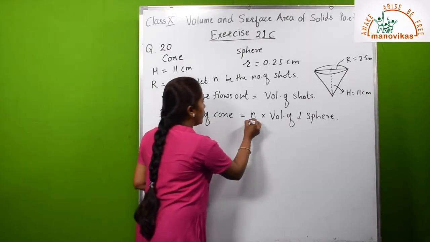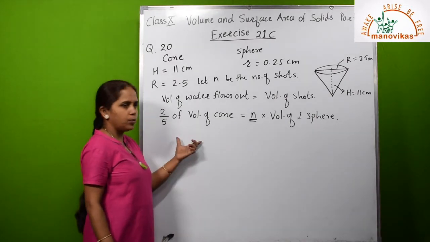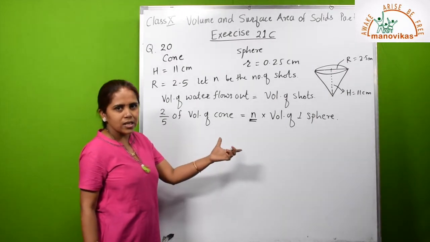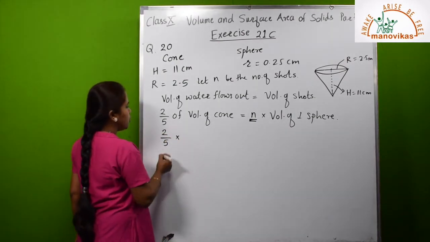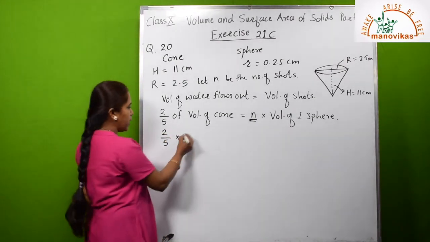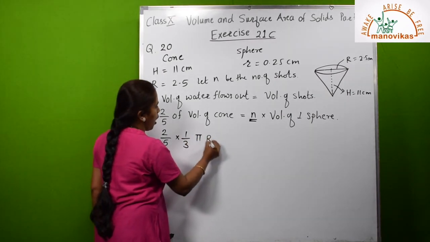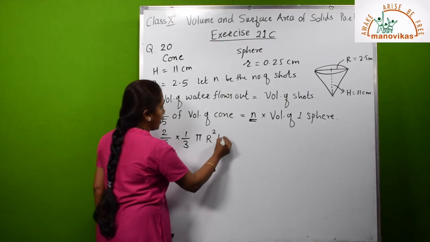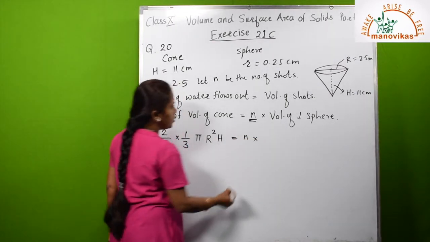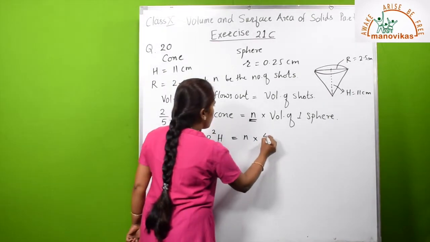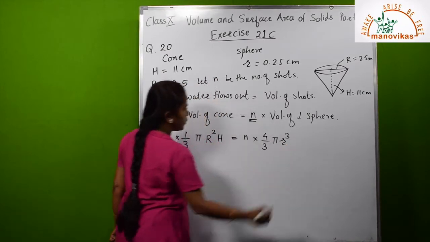Now we have to find this value of n. Now use again the formula for volume of a cone and sphere. So 2/5 into volume of a cone, formula is 1/3 pi r square h, is equal to n into volume of a sphere, 4/3 pi r cube.